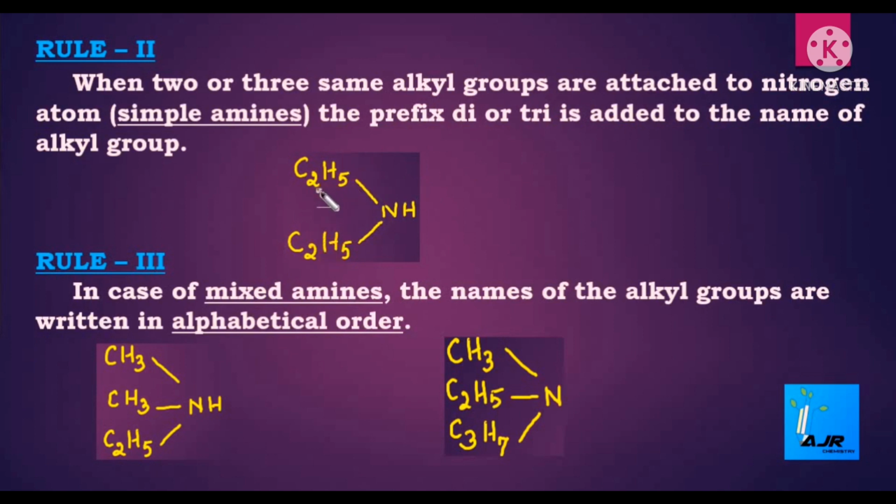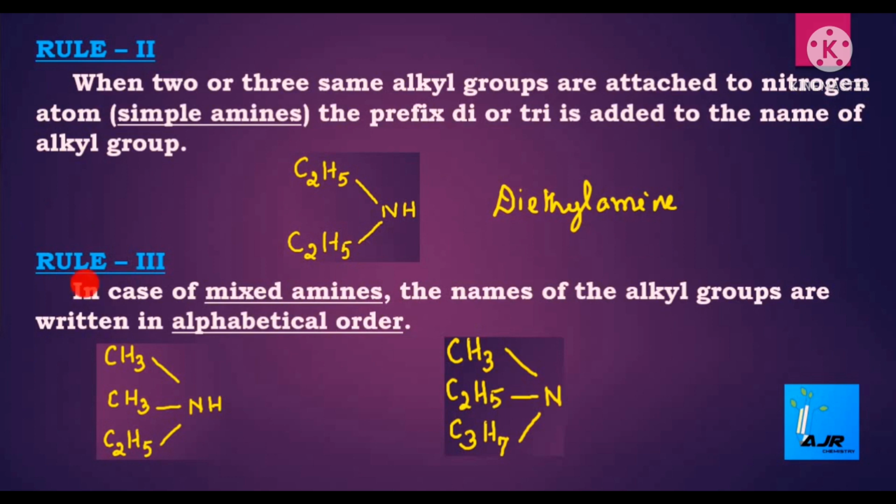Understood? So how will you name this? See here, ethyl group. This is an example. Two ethyl groups are there. Similar groups, is it not? So what prefix should be used? Di. Diethylamine. Understood? So the name of the compound is diethylamine. So if the same groups are there, then according to the number of groups, we should use the prefix di or tri. If 3 ethyl groups are there, then we should use the prefix tri: triethylamine. Understood?